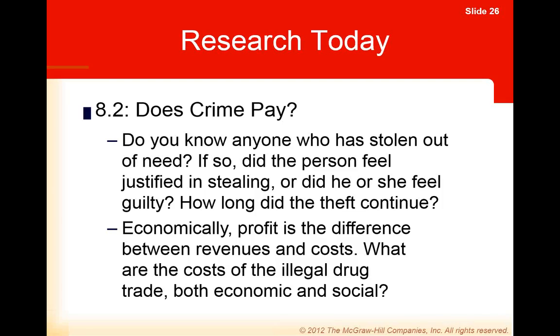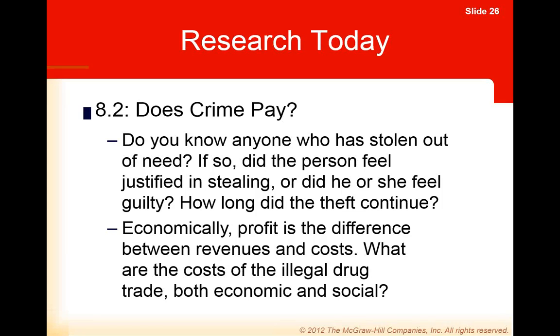Okay, profit, difference between revenues and costs, right? When we think about the illegal drug trade, what is it costing society? From a functionalist perspective, it reduces the functionality of individuals if they are constantly using drugs. It diverts resources that could be applied elsewhere because the police are constantly having to fight the drug war, and we spend billions of dollars every year combating illegal drugs.